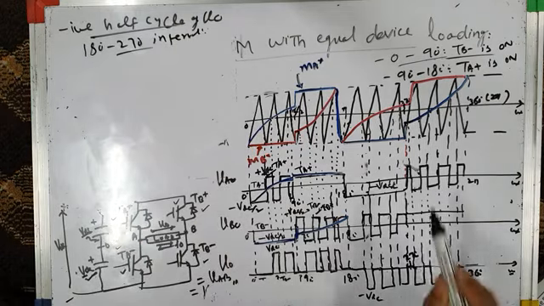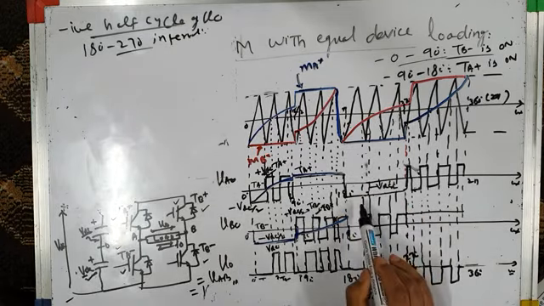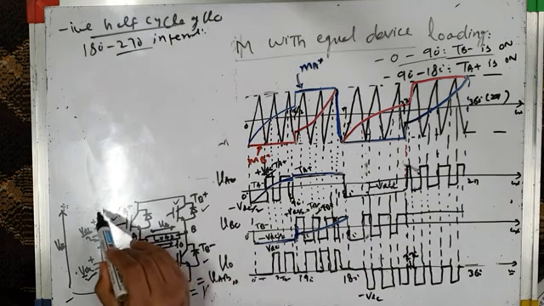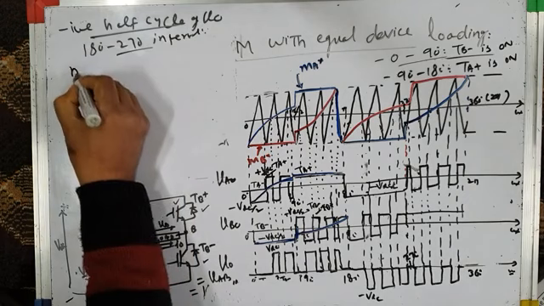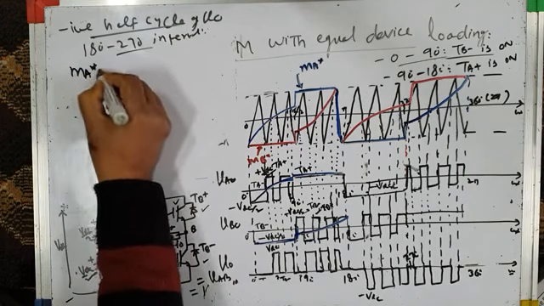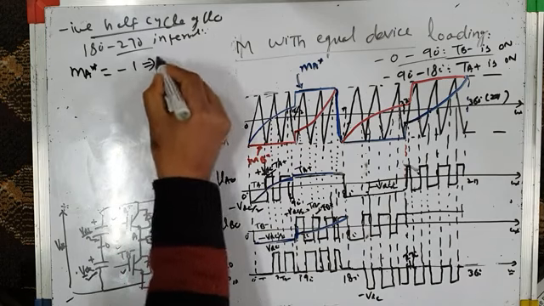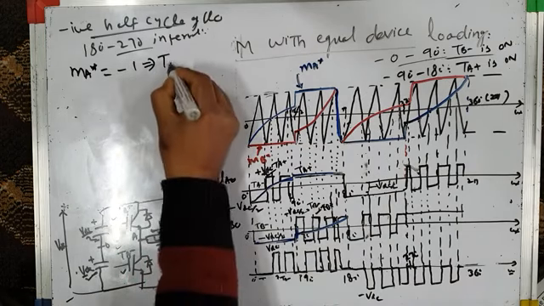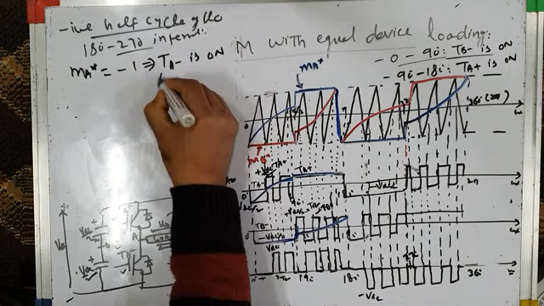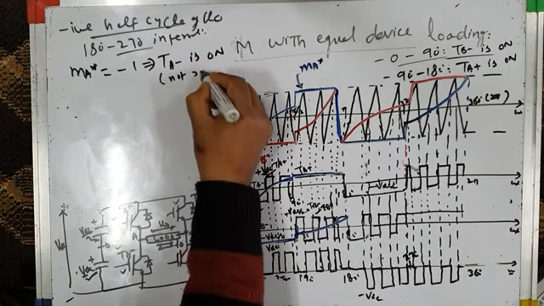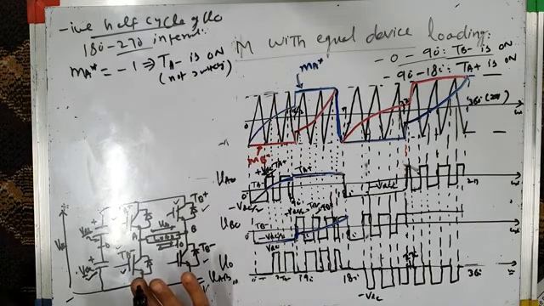In this quarter, you can see MA star is -1. So the bottom switch of this leg is on. TA minus is on. So MA star is equal to -1, which means TA minus, the bottom switch, is on throughout this period. It is on, meaning it is not switching at all. This switch is on permanently.